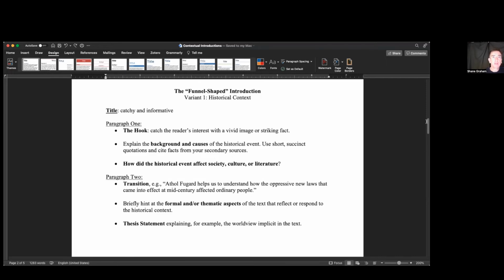And then finally, at the end of the second paragraph, that's where you give the reader your thesis statement. You explain, for example, what worldview you see the author conveying, or what kind of commentary it makes on the historical context that you've just explained. And that's the crucial bit. The context has to match what you want to say about the text. You have to find a way to organically contextualize and explain what kind of commentary the author is making on some historical event.